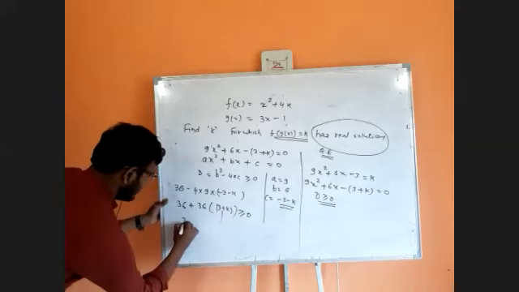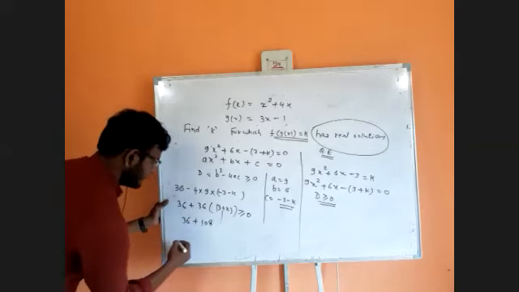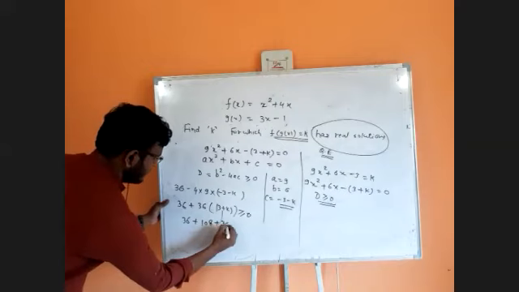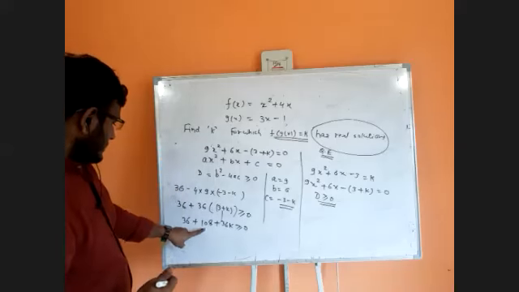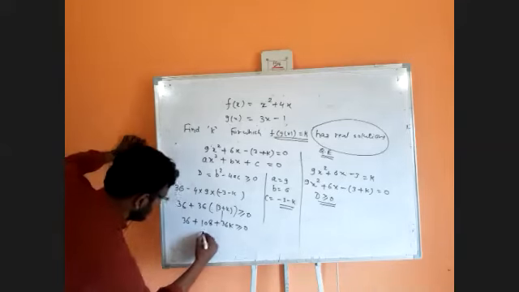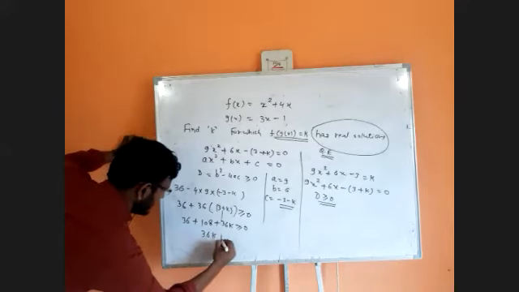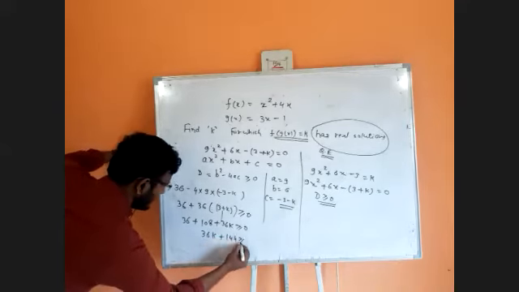So this would become 36 plus 108 plus 36k should be greater or equal to 0. Clear? You don't have to do it. Actually, this is this only. 36k plus 144 should be greater than 0.